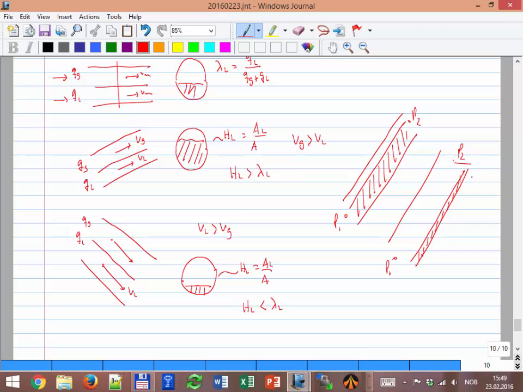Because the pressure drop due to the gravity component is much bigger in this case than in this case. So that's why we are so concerned about hold up and about volume fraction and if there is slip and if one phase is moving quicker than the other. Because that's going to dictate a very big component of pressure drop, which is gravitational pressure drop.